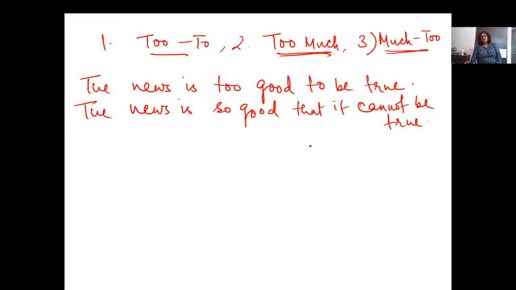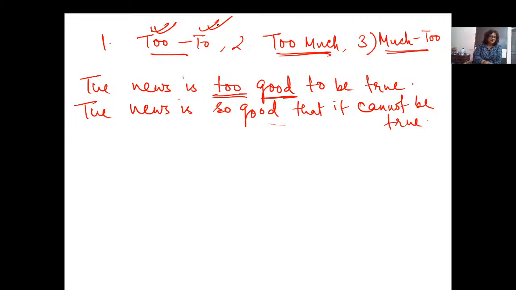But here good is a positive word. Just see, good is a positive word, and we have already discussed that too cannot be used with a positive word. But here good carries the negative meaning: this news is so good that it cannot be true. So sometimes we also use this. But we have to remember that whenever we use too, we have to use to.